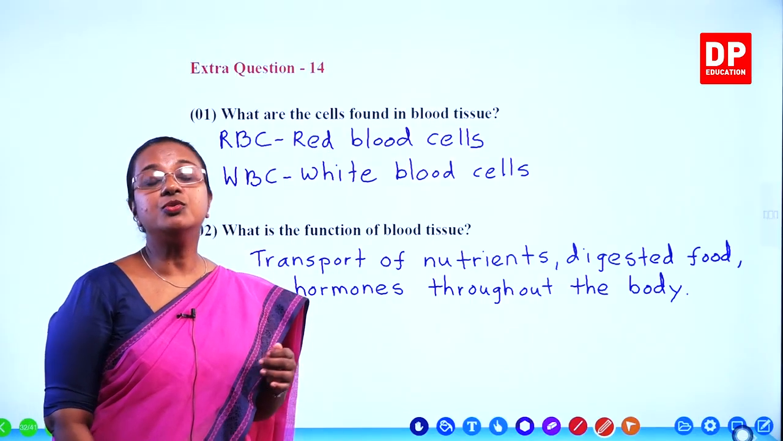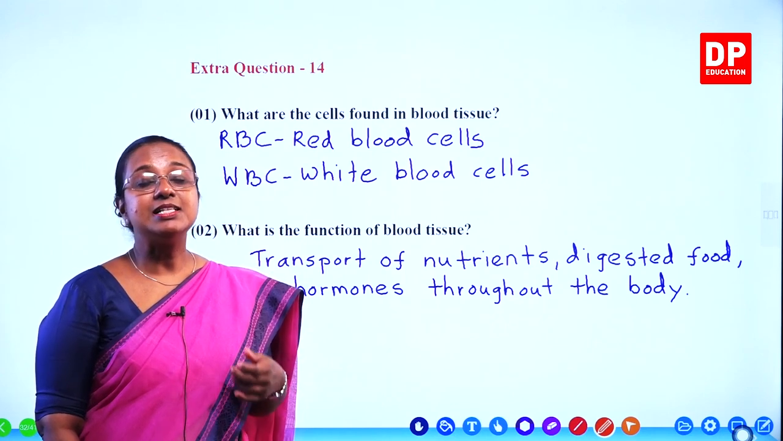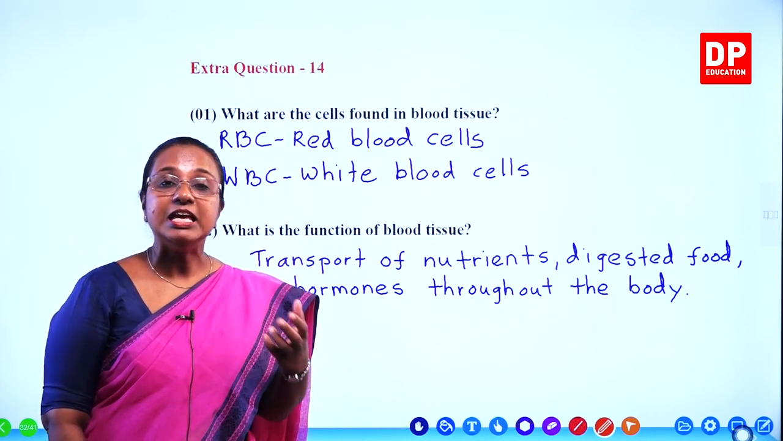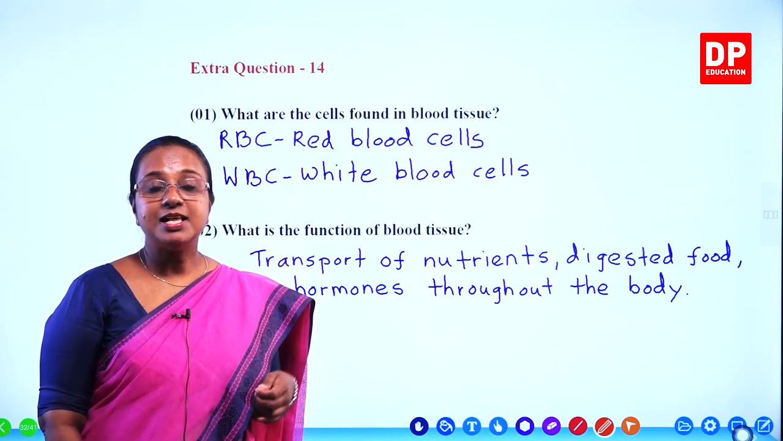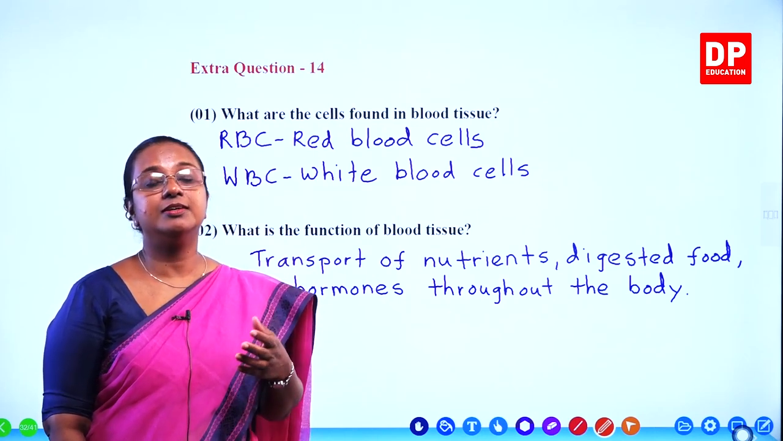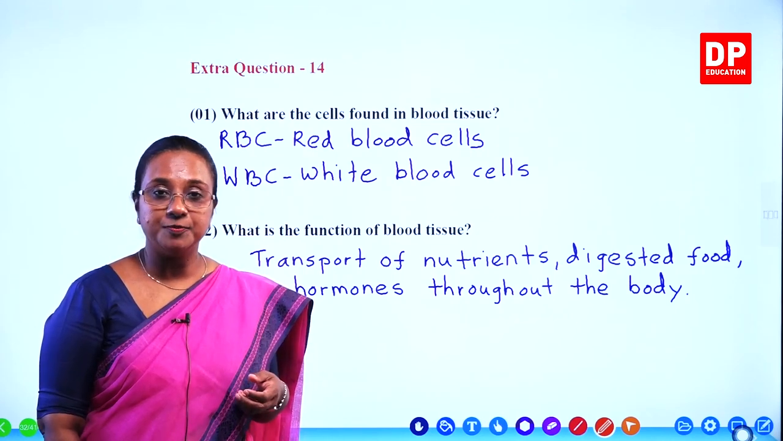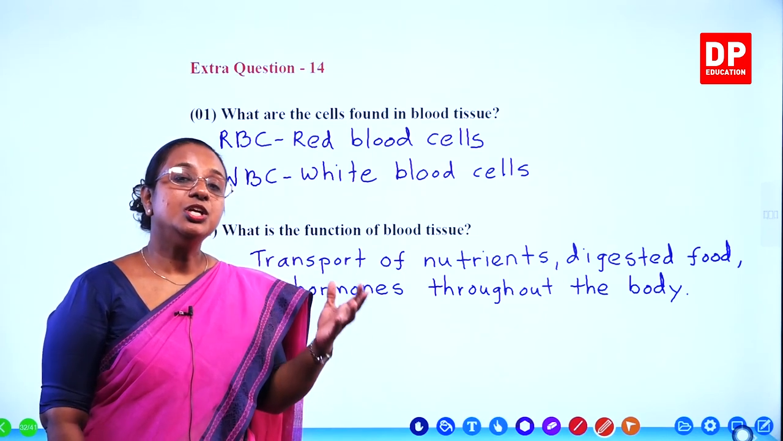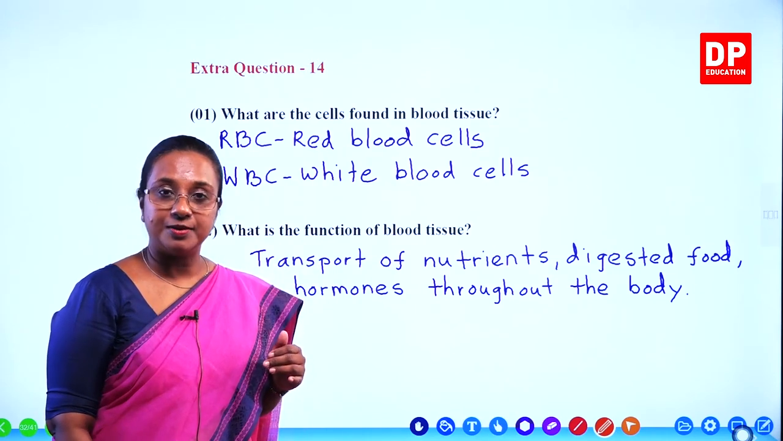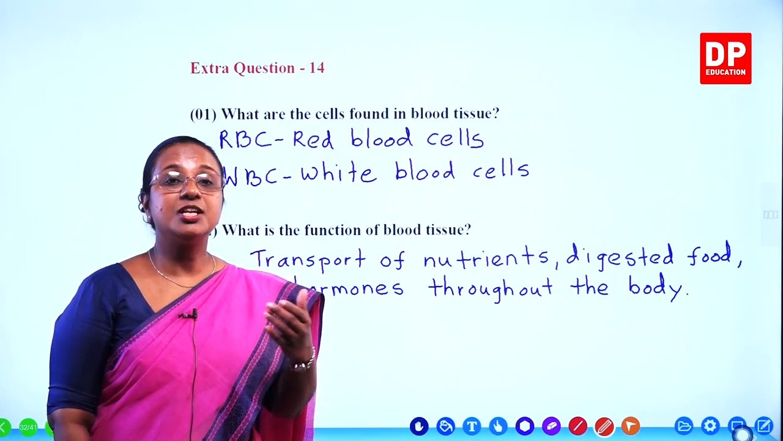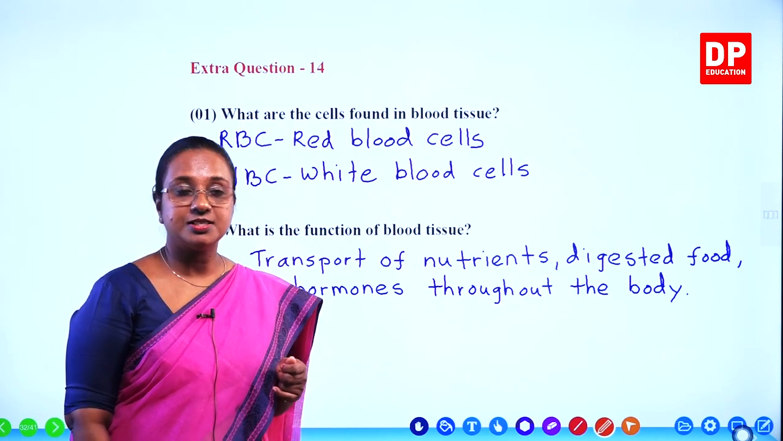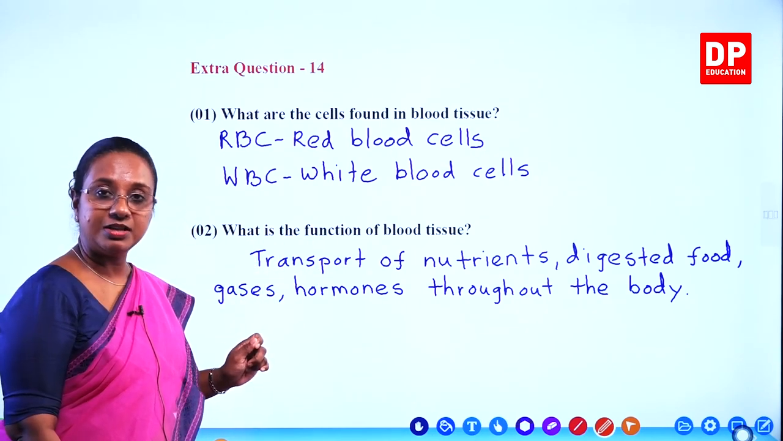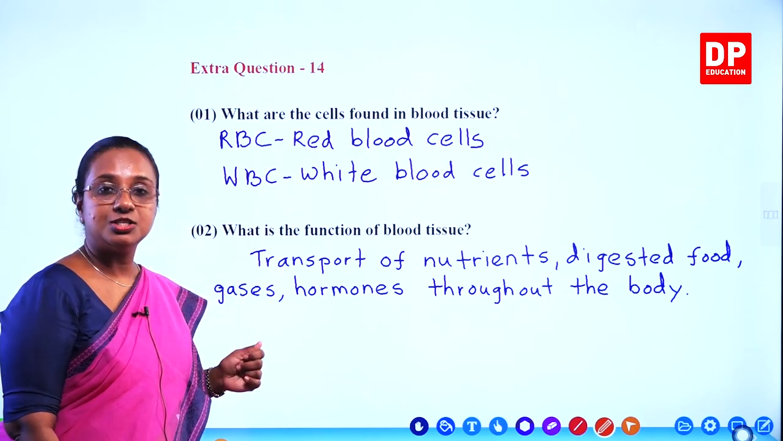You all know there are two other functions. The white blood cells in blood help to control pathogens, or they involve in immune activity. The white blood cells do phagocytosis and destroy the microbes that enter into our body. And also, blood involves in homeostasis. So there you can write those two functions as well. The immune activity or protection against pathogens and homeostasis. If you look at the question, what is the function of blood tissue? So the main function has been written here. We need to write the other two functions.